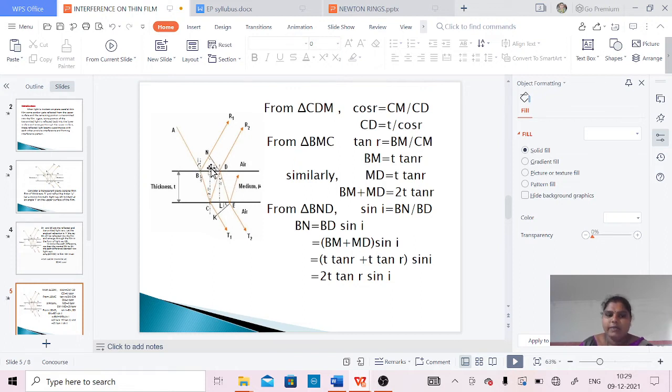Now what is sin i? Sin i is BN by BD, where BD is the hypotenuse here. So BN equals BD sin i. We write BD as BM plus MD, because we know that BM plus MD is t tan r. So t tan r plus t tan r becomes 2t tan r, multiplied by sin i.